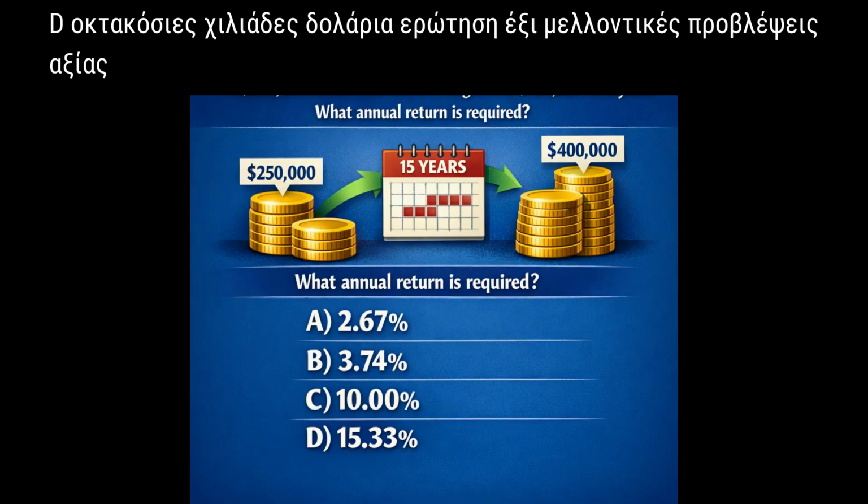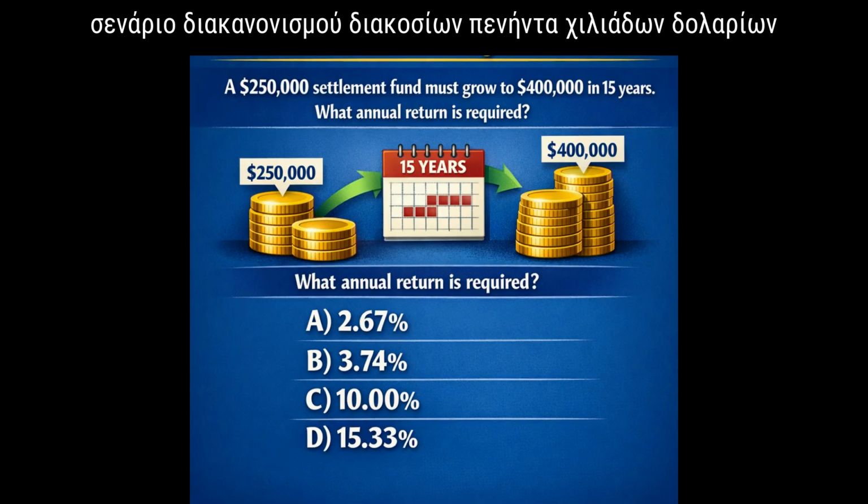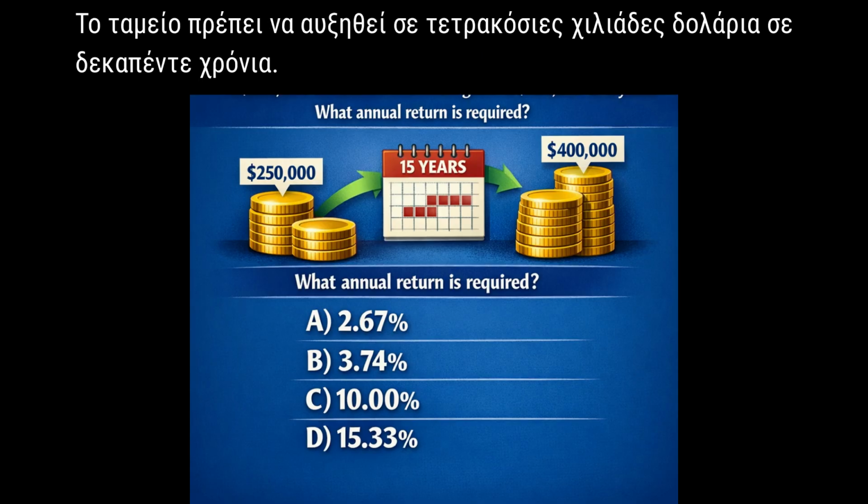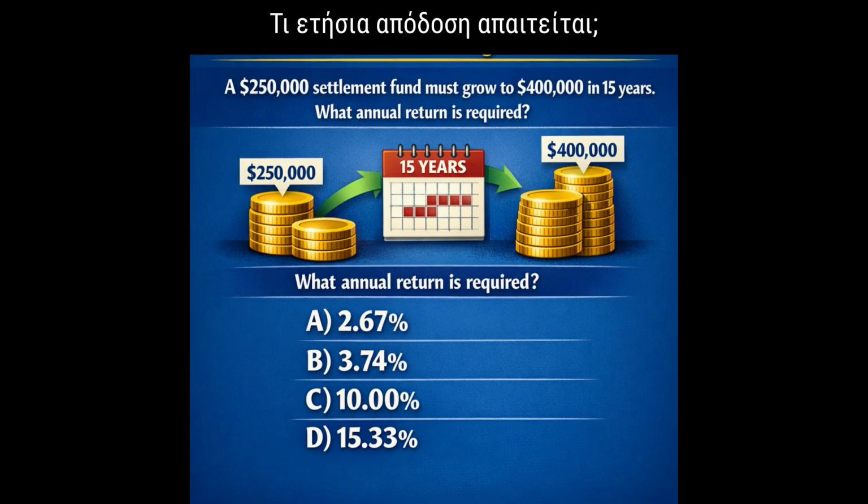Question 6. Future value projections. Scenario. A $250,000 settlement fund must grow to $400,000 in 15 years. What annual return is required?